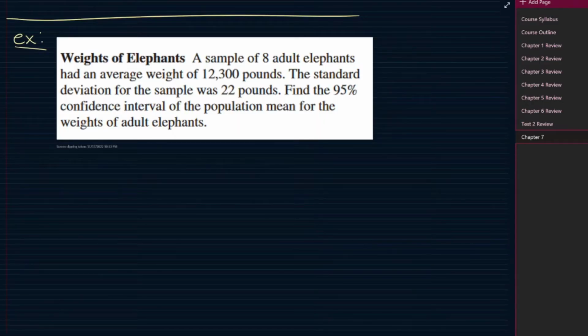Okay, so in this example, it says a sample of 8 adult elephants had an average weight of 12,300 pounds. The standard deviation for the sample was 22 pounds. Find the 95% confidence interval of the population mean for the weights of adult elephants. So let's see here. Let's just pick everything out. We've got a sample of 8 adult elephants. That's our n. They had an average weight of 12,300. That's x bar.